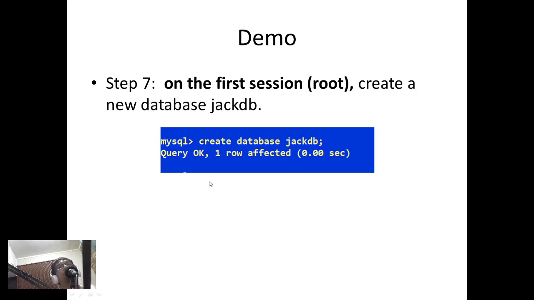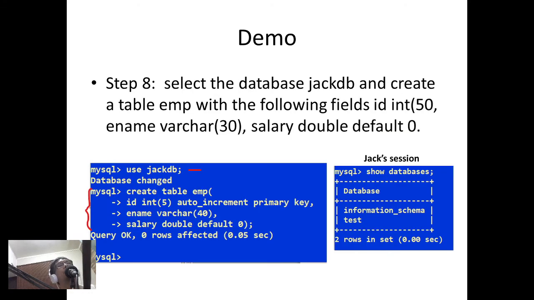Now let's go back to the first session, the root session. Create a new database and name it JackDB. So we have CREATE DATABASE JackDB. Then select the database JackDB. We're still on the root session, and we create a table emp with the following fields: ID integer 5, ename varchar, and salary double default 0.